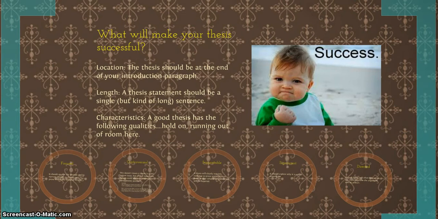The length. A thesis statement should be a single, but a kind of long sentence. So your whole introductory paragraph is not a thesis. Your thesis is just that last sentence of your introduction, one sentence only. Okay, and then characteristics. A good thesis has the following qualities, and hold on, I had to make separate slides for this.